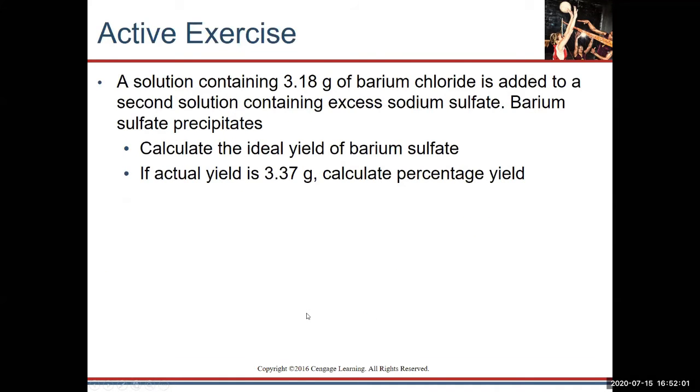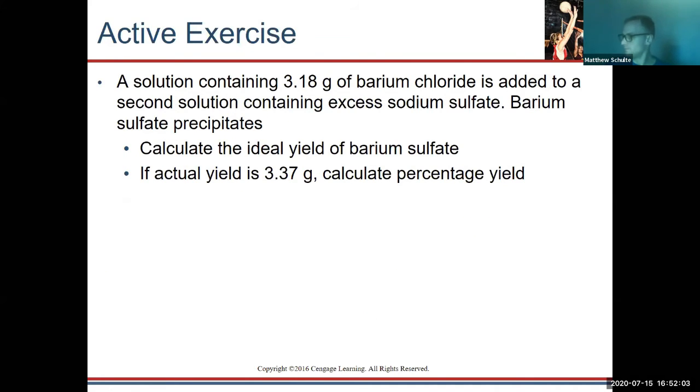Okay, so here's the question. A solution containing 3.8 grams of barium chloride is added to a second solution containing excess sodium sulfate. Barium sulfate precipitates. Calculate the ideal yield of barium sulfate. If the actual yield is 3.37 grams, calculate percent yield.